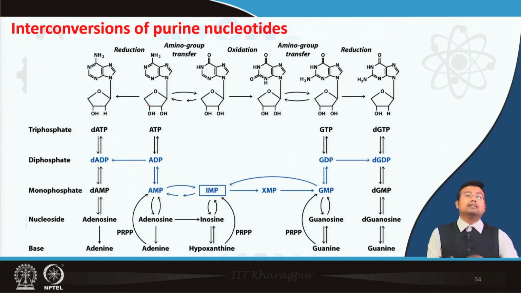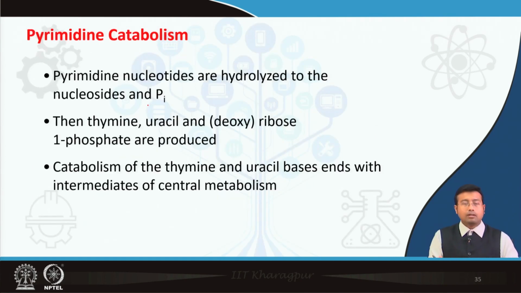Okay. And just as a revision, I hope now you can easily understand the conversion of multiple purine nucleotides in a similar way. You can place the central synthesis of IMP by de novo synthesis, and relate how those are interconverted into each other. Okay. So, finally, we come to the last phase of the discussion, that is pyrimidine catabolism. So, pyrimidine nucleotides are hydroxylated, just as we discussed.